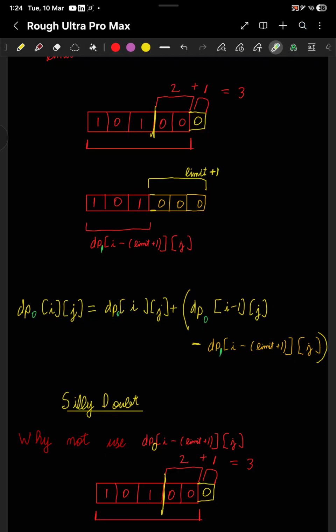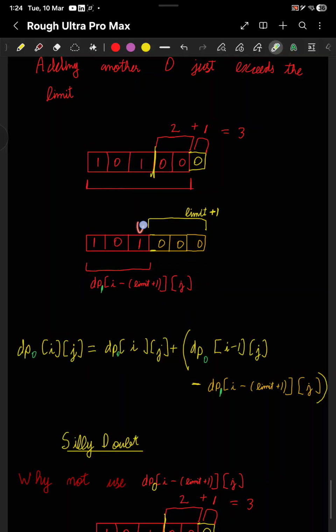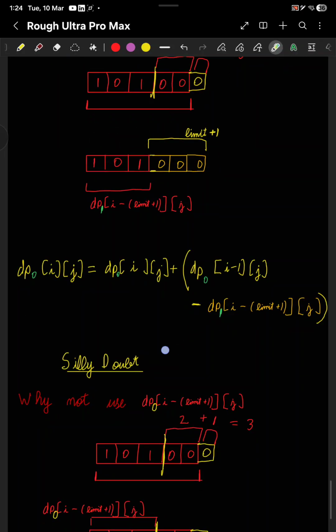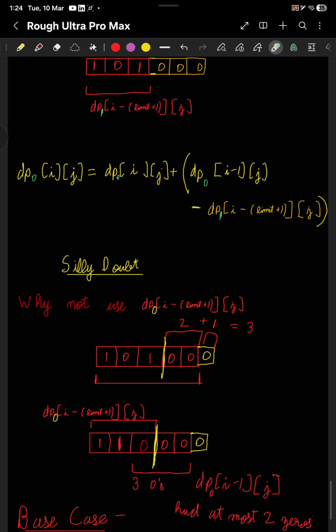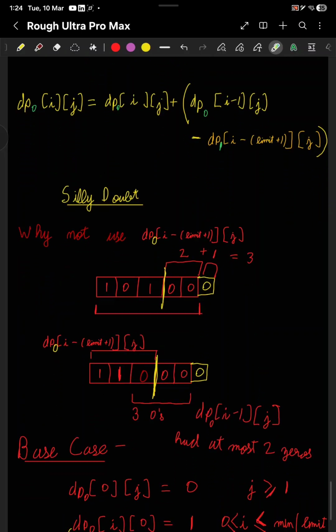So now you might wonder, why are we using dp of 1 only? Why not some array that is ending with 0, right? That is actually not, I would say, a silly doubt, but a genuine doubt. So let's consider what happens if we subtracted some kind of arrays ending with 0.